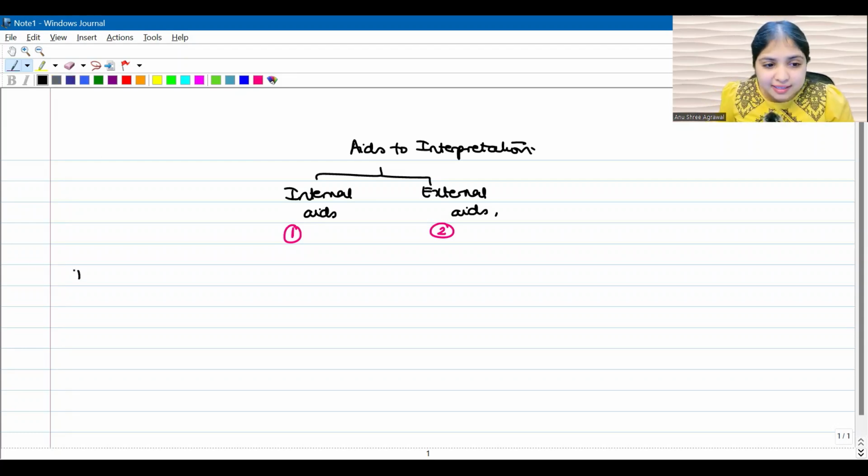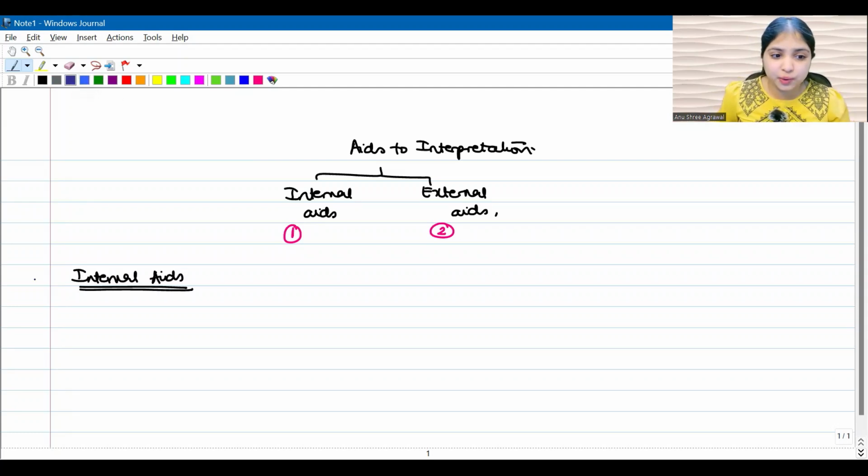Now, what are these internal aids? Let us try to understand them one by one. There are multiple internal aids. Let's start with the very first one. The first internal aid is a title. See, every law has a name, every law has a title. Now, whenever the court is confused about what exactly a particular provision means, the court can have a look at the title of the law, and the title may give the court some clarity.